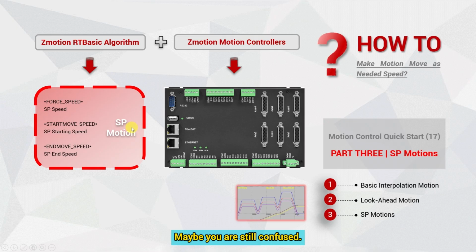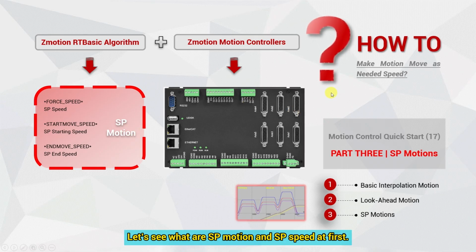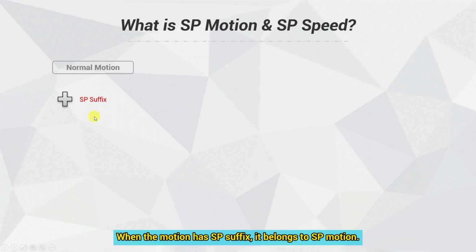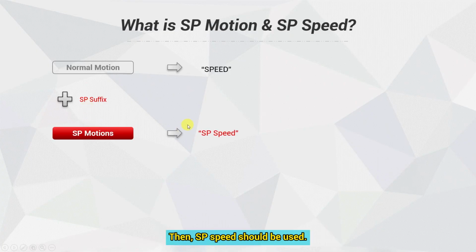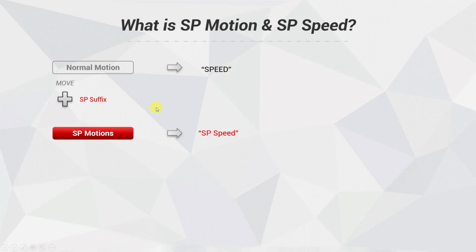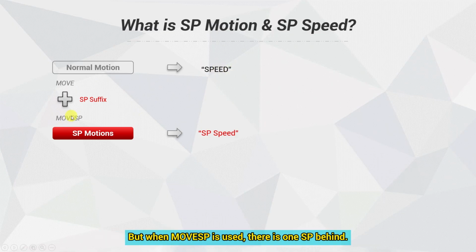Maybe you are still confused. Let's see what SP motion and SP speed are first. It is very easy. When the motion has an SP suffix, it belongs to SP motion. Then, SP speed should be used. For example, move: when move is used, it runs at the value of the speed parameter. But when movesp is used, there is an SP behind. It runs at SP speed, not speed.